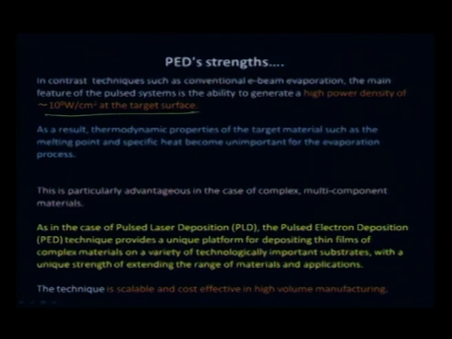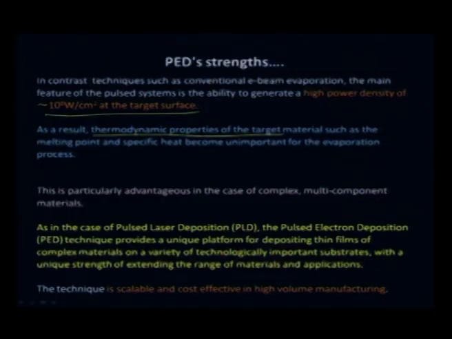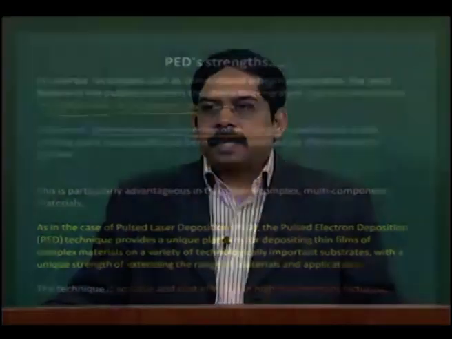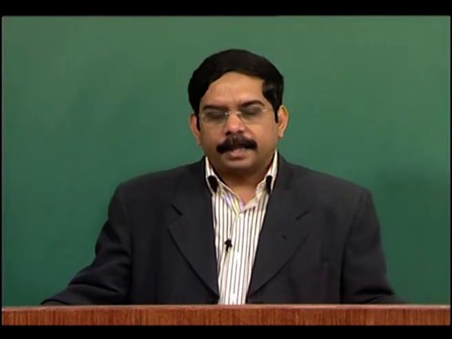So you are actually focusing this highly intense electron beam on the target, and as a result thermodynamic properties of the target material such as melting point and specific heat become unimportant, because you are overcoming all these issues by a high energy pulse, and as a result you can evaporate any sort of material that you want.